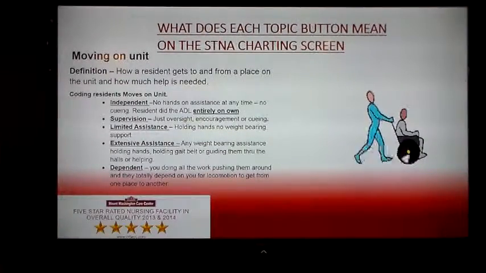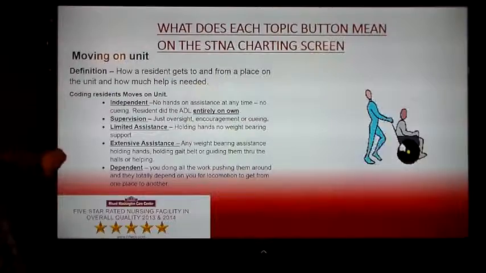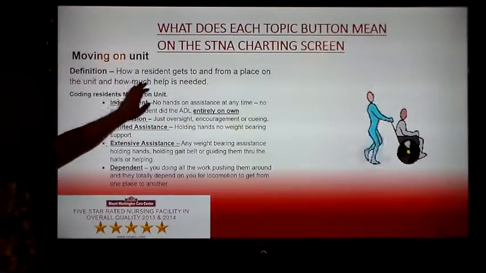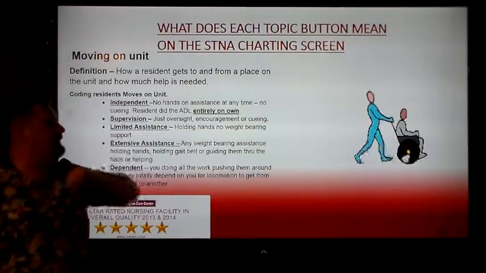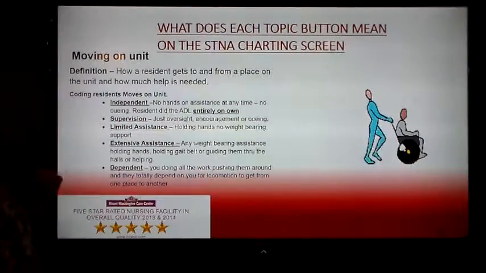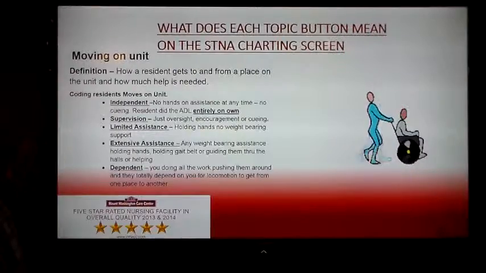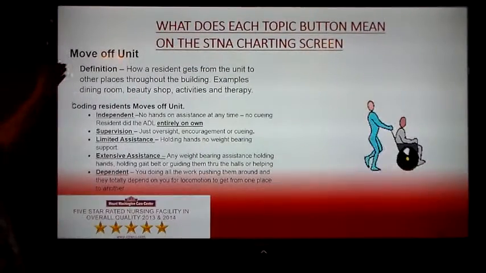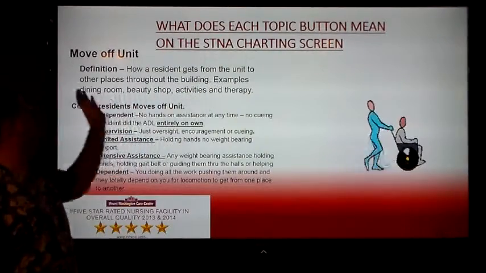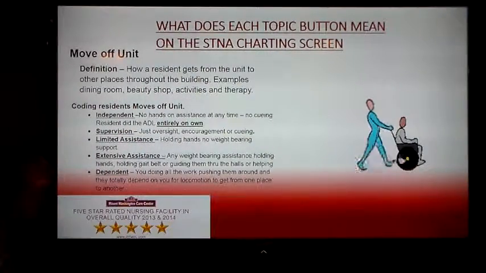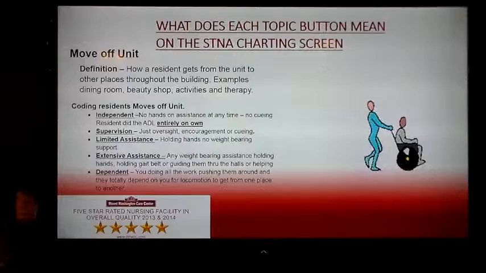Moving on unit. The definition for moving on unit is how a resident gets to and from a place on the unit and how much help is needed. The coding for moving on the unit is the same as that as moving off the unit. So I will go to the moving off the unit definition. Moving off the unit, how a resident gets from the unit to other places throughout the building. Examples, the dining room, beauty shop, activities, and therapy.